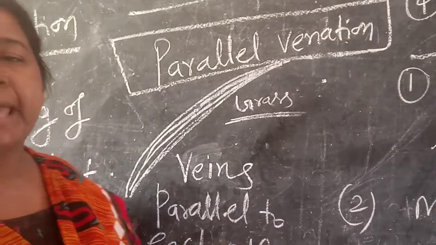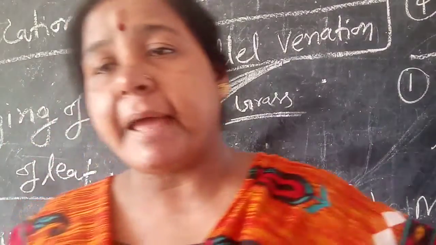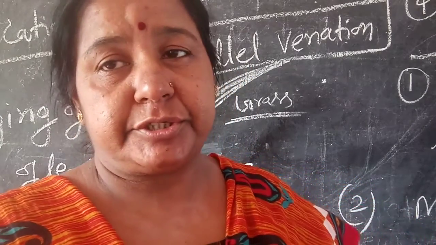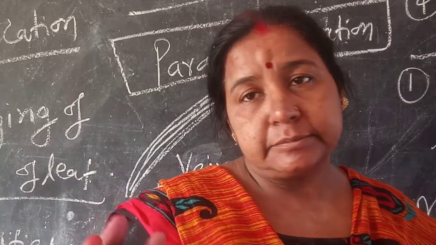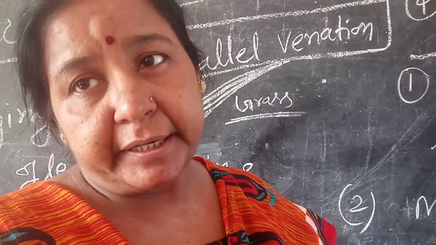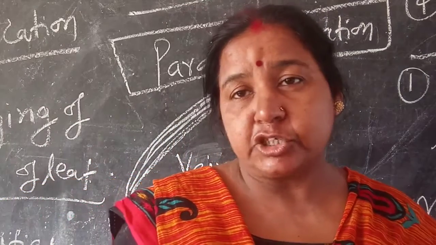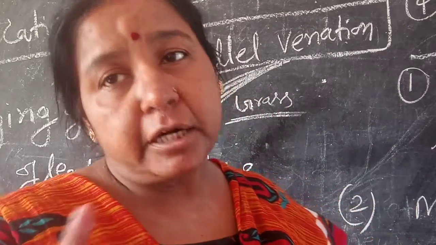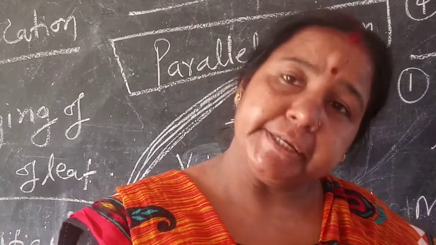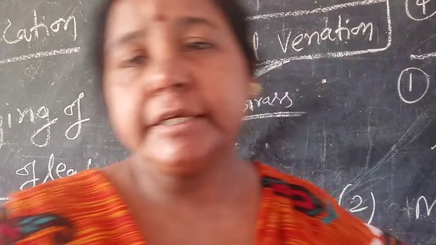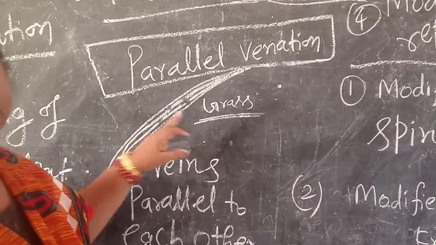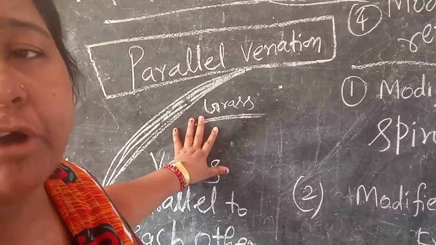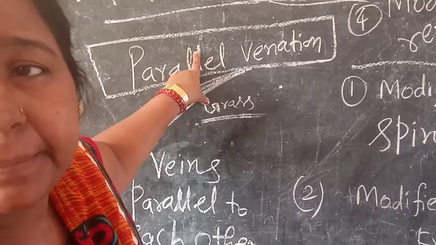At first you know the venation. Venation, that is pattern of veins. Pattern means what? The arrangement of veins in any particular form. That is called the pattern. So now pattern of veins is called venation. Understand? And if the veins are parallel to each other, then this pattern of venation is called parallel venation.